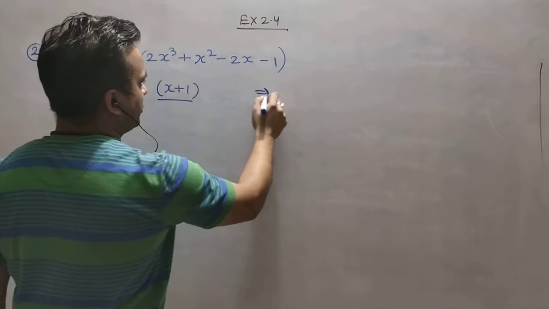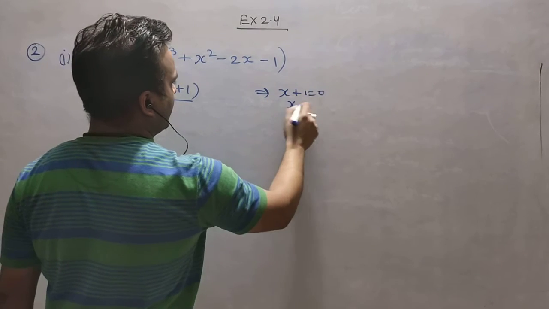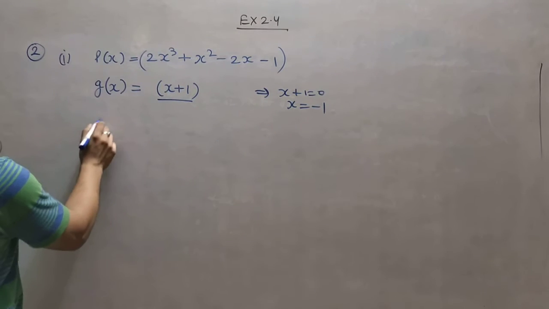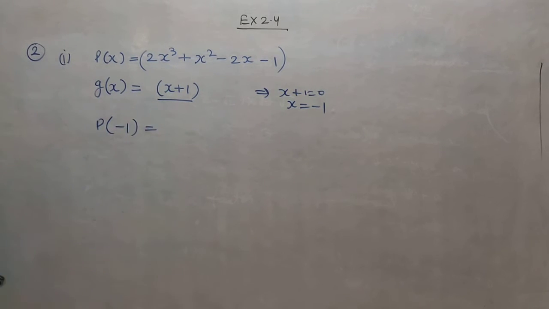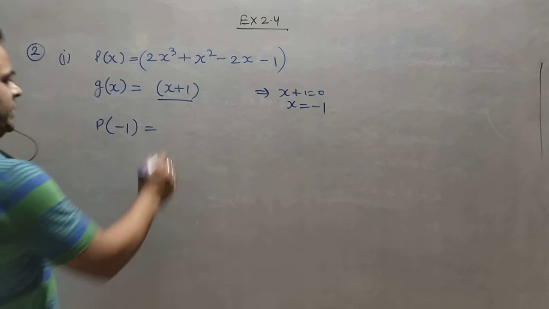So, we will put x plus 1 equal to 0, and x is equal to minus 1. We will check at x equal to minus 1 what the value of this polynomial is. If we get 0, then we will say that it is a factor. If it is not 0, then it is not a factor.